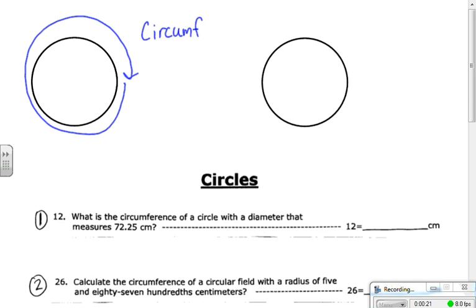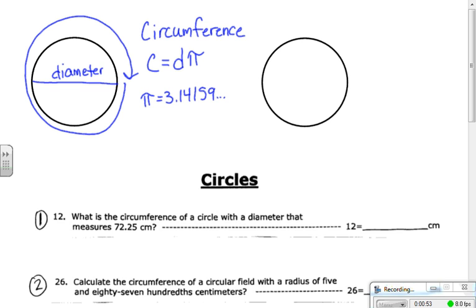And the way that you calculate the circumference is to take the distance across your entire circle, which is what we call the diameter, and multiply it by a value called pi. So diameter, which we'll represent with a d, times pi. And pi is a Greek letter that represents the value of 3.14159, and it keeps going. It's an irrational number. It never ends, and it does not repeat. And pi is just the relationship between the diameter across and the circumference around your circle.